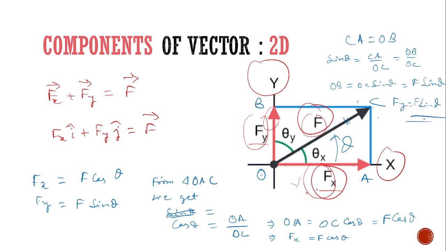Okay, so the x component of any vector will be the cos theta component, and the y component of any vector will be the sin theta component, if we take the angle with respect to the x-axis.